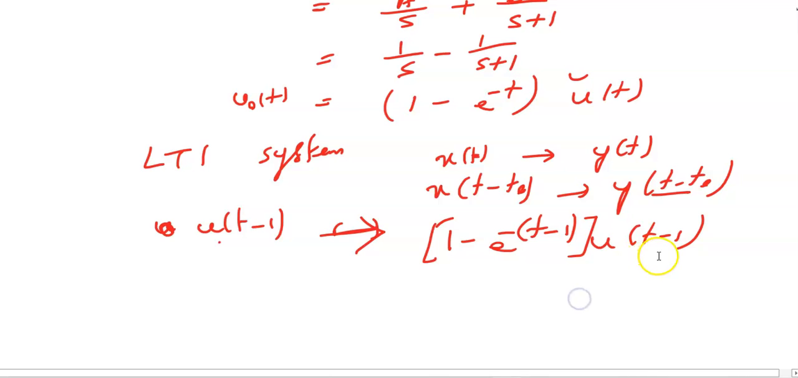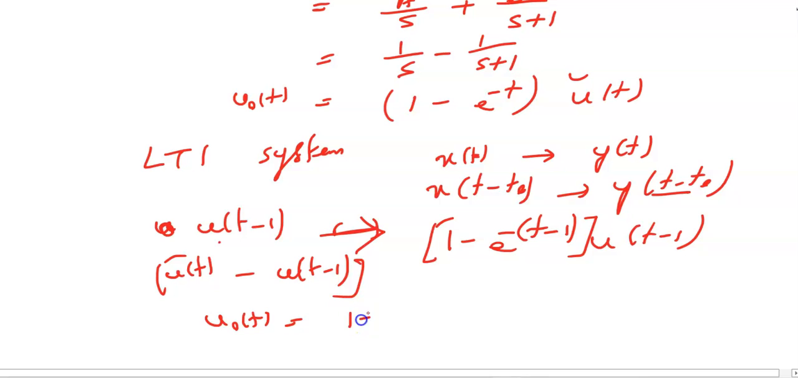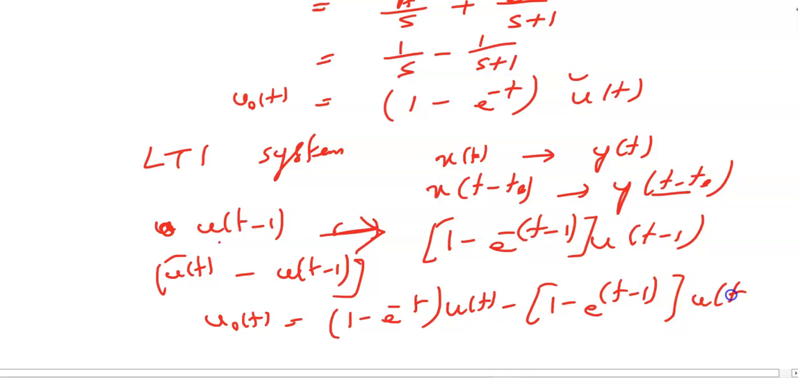So when you assemble together, because our input is u(t) minus u(t minus 1), and the system is linear, the homogeneity will be satisfied. Whatever the input is multiplied by, your output will be multiplied by that constant. So finally for this input, your V0(t) will be (1 minus e to the power minus t) u(t) minus (1 minus e to the power minus (t minus 1)) u(t minus 1), right?